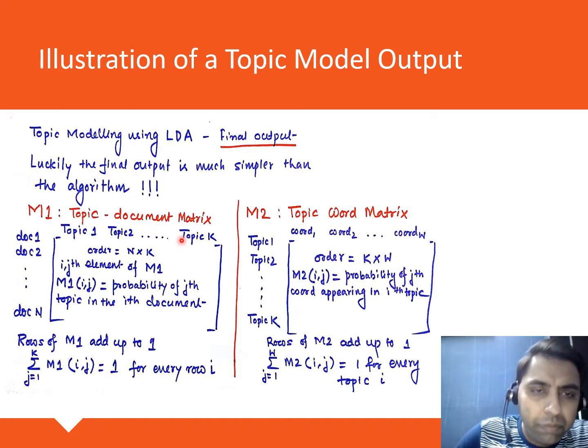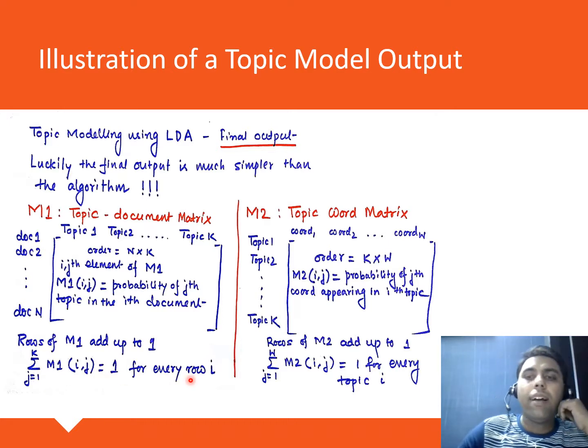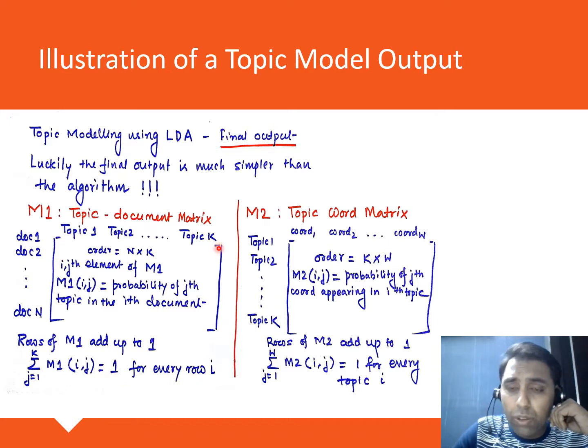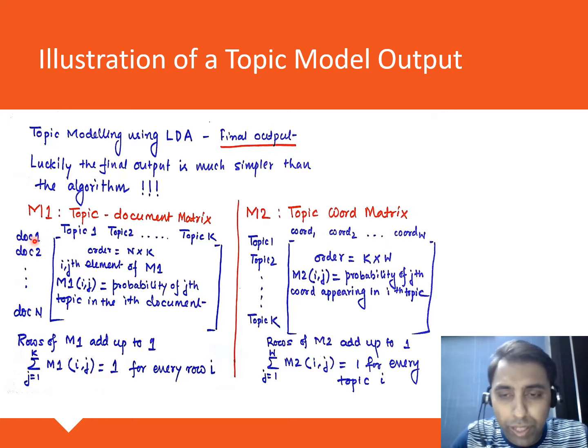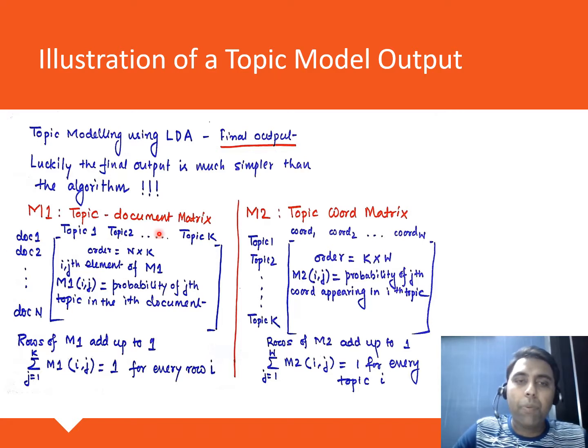So essentially, since the very nature of the matrix is such that it gives the conditional probability of the topic given every document, the rows add up to 1, because these are probabilities of different topics across a given document. And within every row, the topics which are present with significantly higher probabilities are the ones to which these documents would relate. So that is about the topic document matrix.